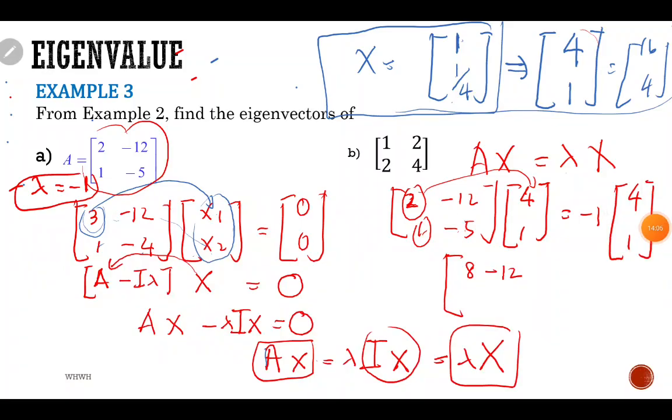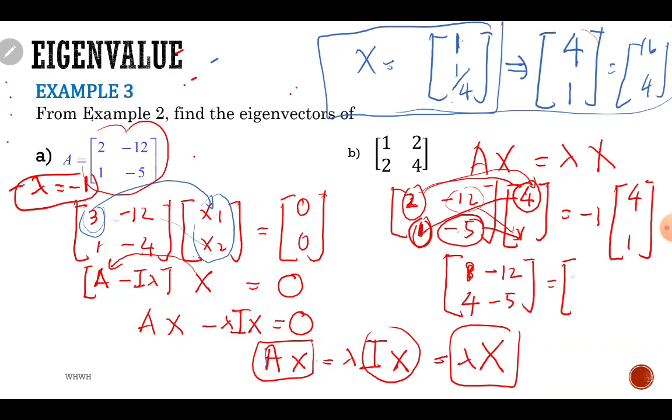Okay, 8 tolak 12, and then 1 ni darab dengan apa? 1 darab dengan 4, right? 1 darab 4, so get 4 tolak negatif 5 darab dengan 1. So you will get 8 tolak dengan 12 is negatif 4. 4 tolak dengan 5 is negatif 1.